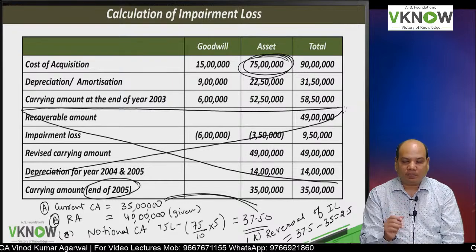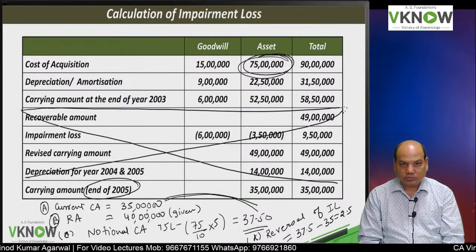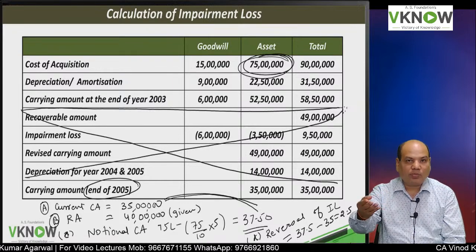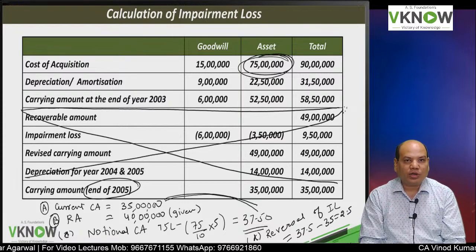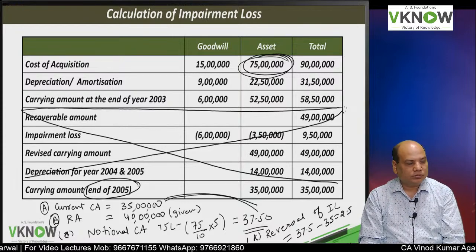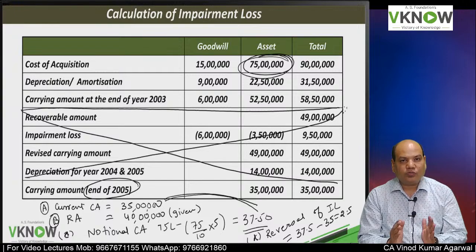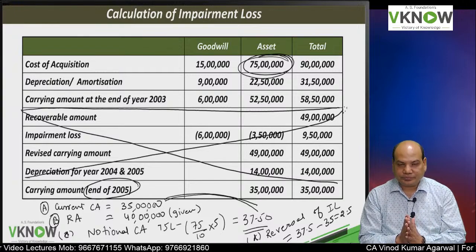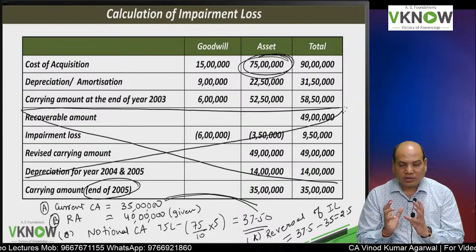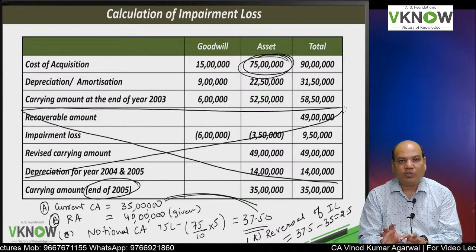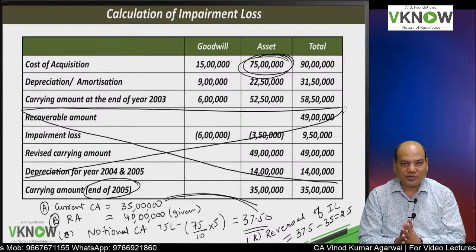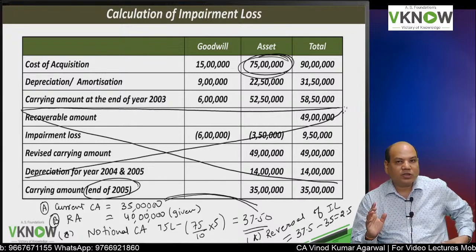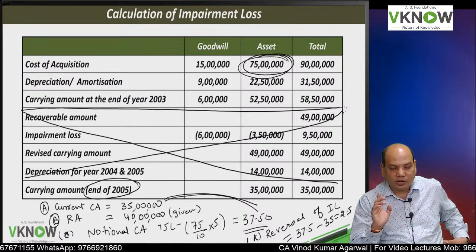We will not reverse impairment loss on goodwill. After 5 years, the carrying amount of goodwill in any case would have become 0, because the goodwill life is 5 years. So there is no need for reversal of impairment loss on goodwill.